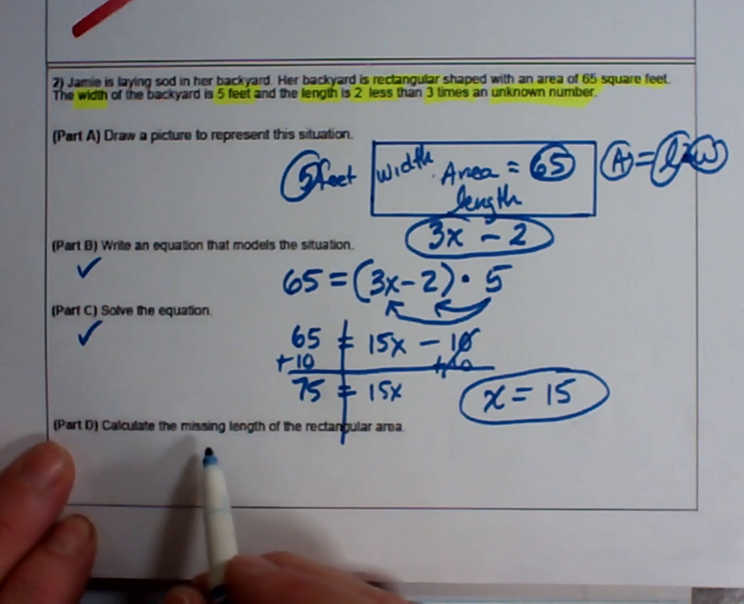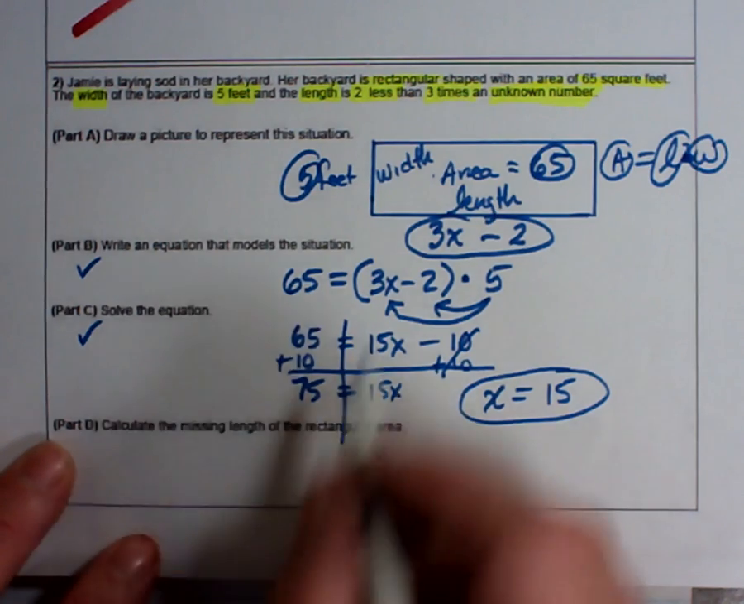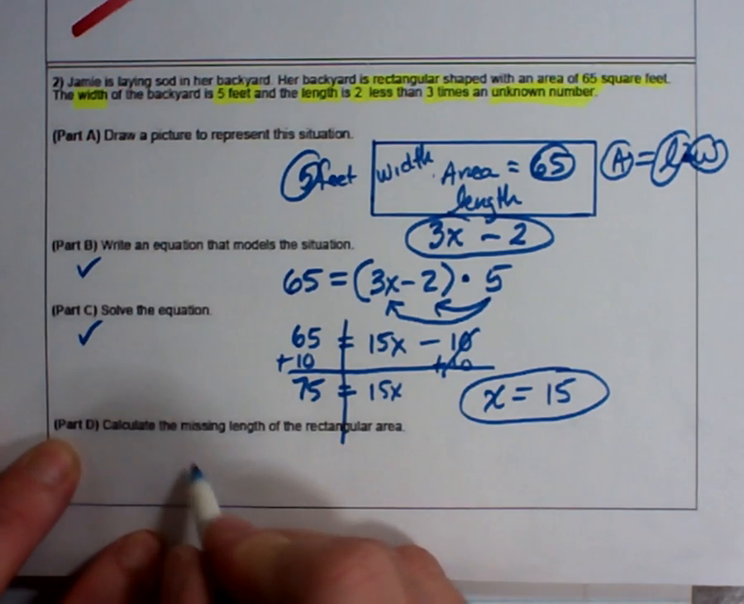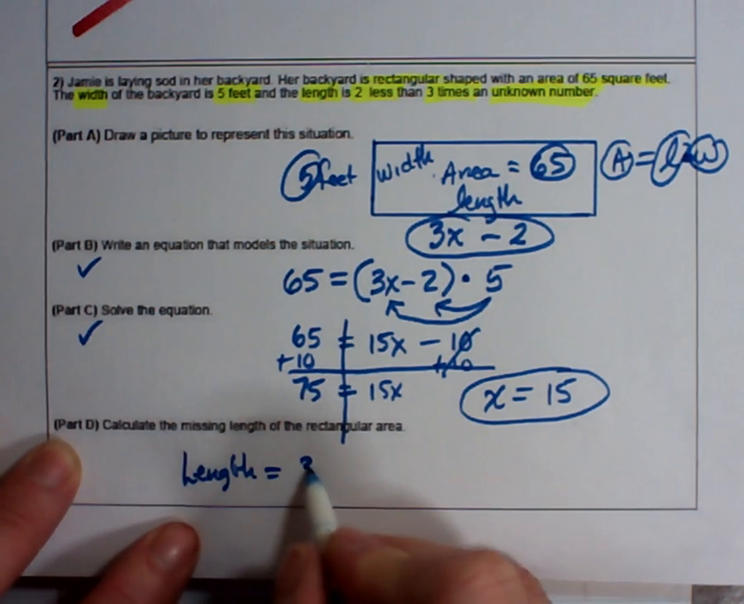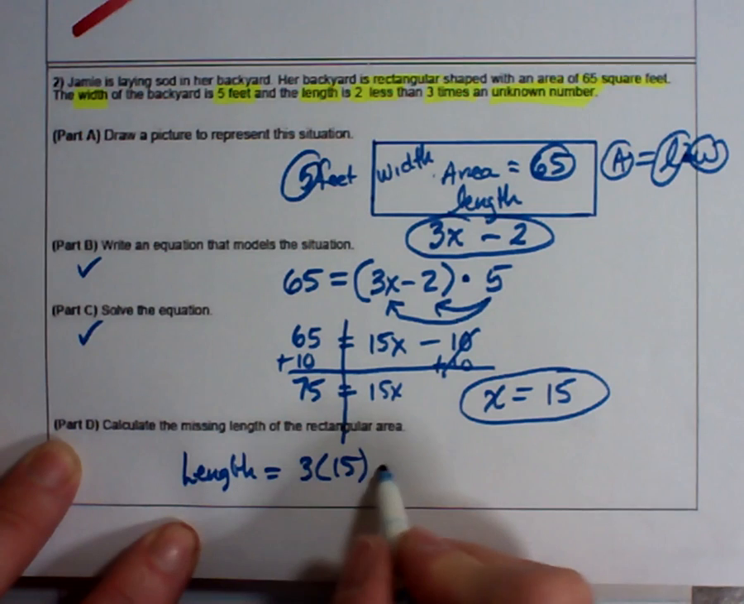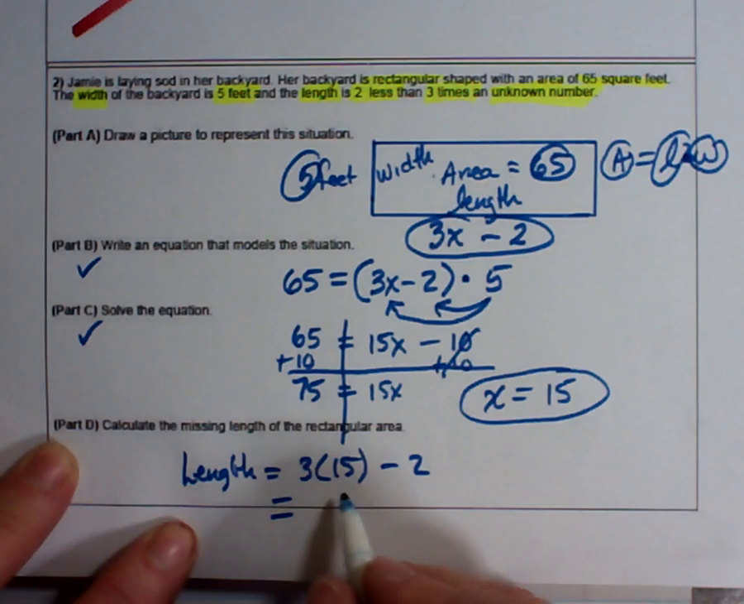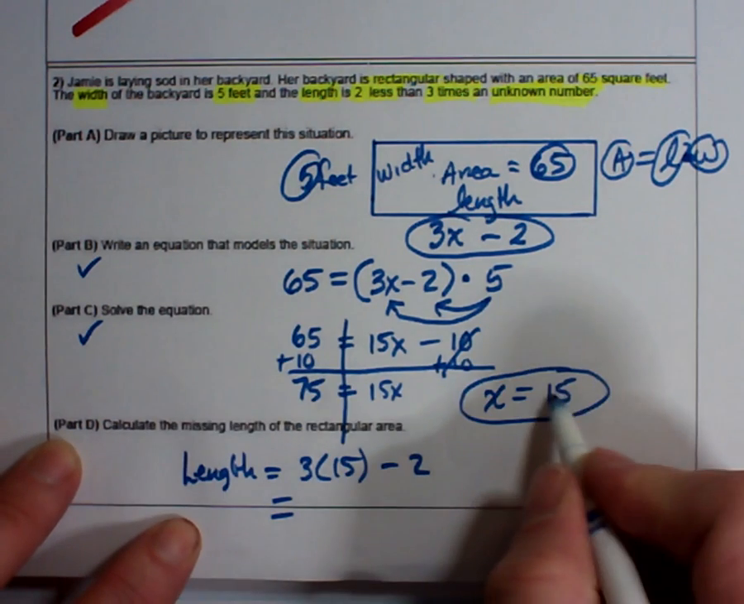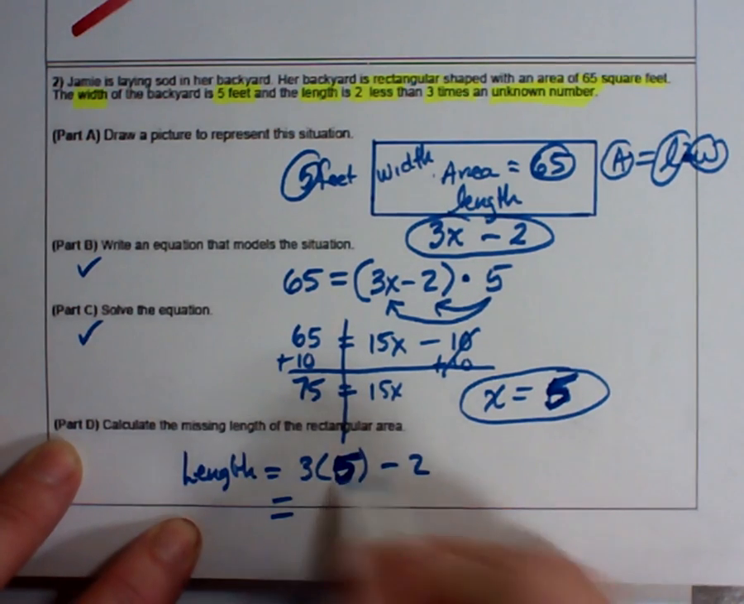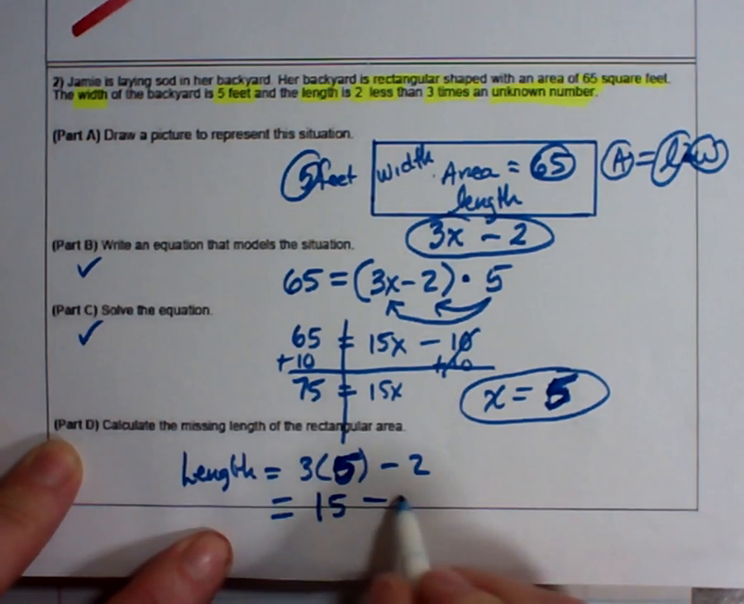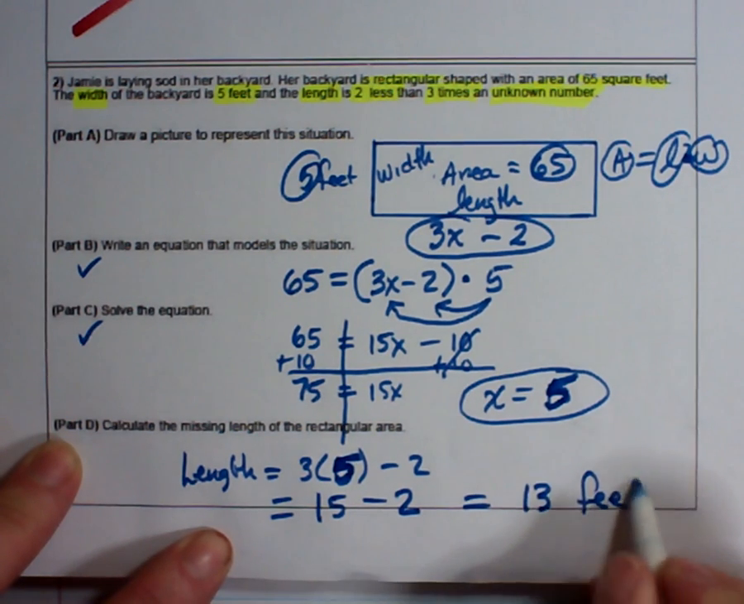But I'm not done yet. It says calculate the missing length of the rectangular area. Okay, well, the width is 5. The length, I'm just going to write length equals 3 times 15 minus 2. That is, I made a mistake. Not 15, 5. 3 times 5, that's 15 minus 2, which equals 13, and I need to put the units, feet.